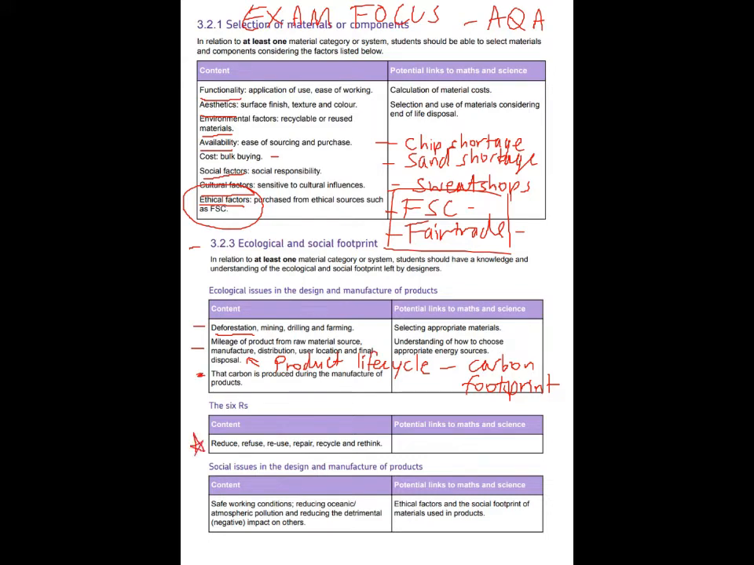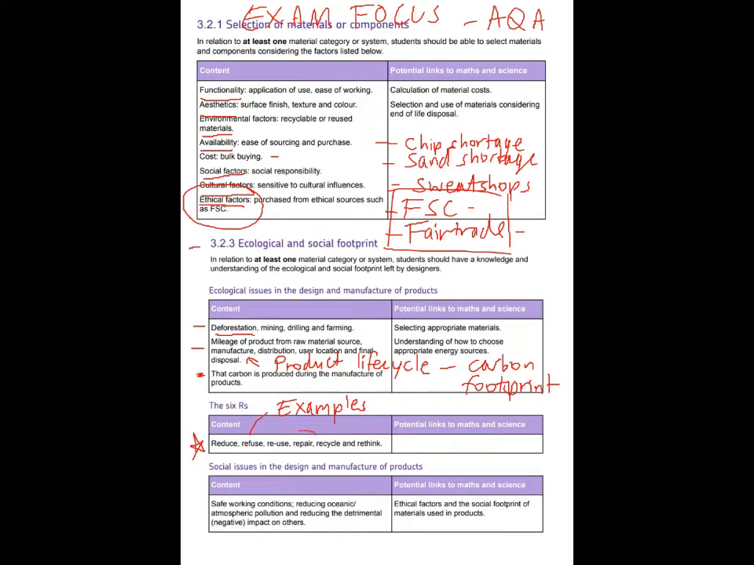Now this one is a classic one that comes up, the 6 R's. The top tip I would give with this is make sure you've got some examples that you can give. So for example, with refuse, I always give the example that I will refuse to buy a plastic water bottle and I will buy an aluminium one because it is better for the environment, more easily recycled. Another example would be I will not buy another smartphone because my current one is absolutely fine.